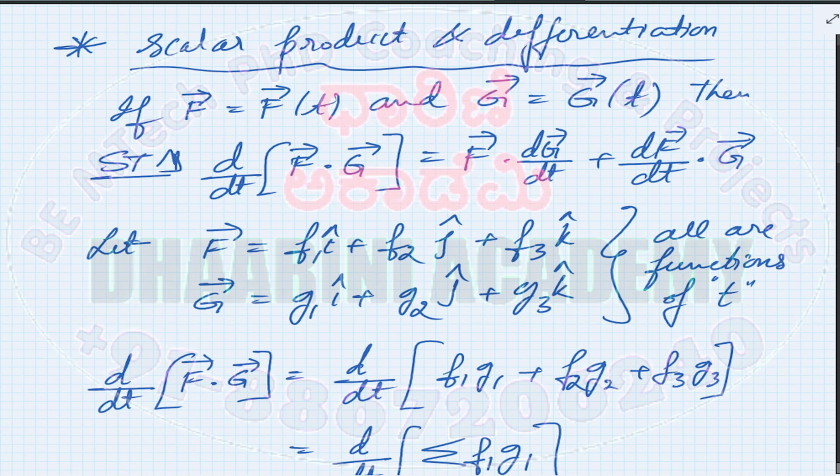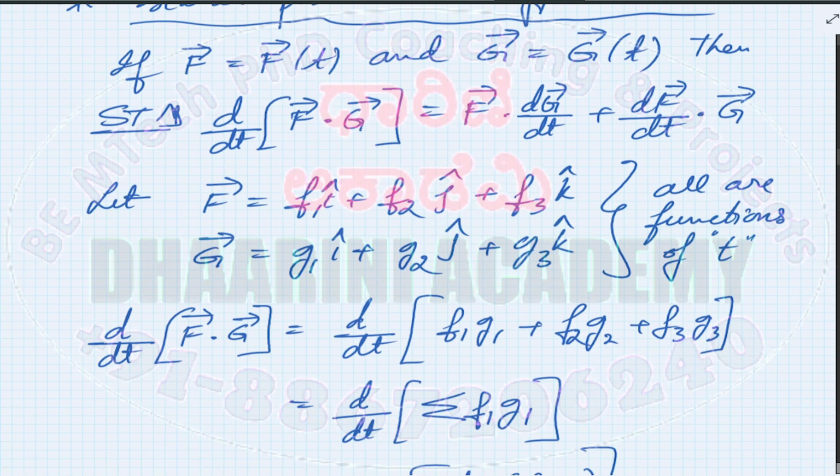So the proof of this is d by dt of f dot g. You see that there is a dot product. f is a vector, g is a vector. When both are vectors, it's equal to first vector f dot differentiation of the second vector, plus differentiation of the first vector dot the second vector as it is. This is the meaning of this statement, right? So we'll give the proof of this as follows.